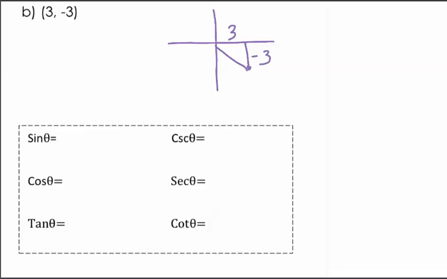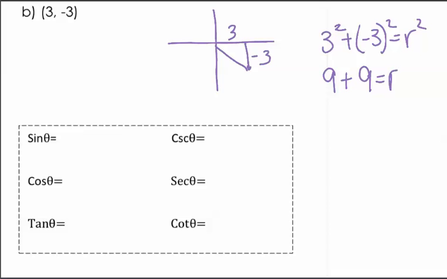So now what we're going to want to do is find that hypotenuse again by using the Pythagorean theorem. So 3 squared plus -3 squared equals r squared. Notice I put that -3 in parentheses so we could be really careful when we're squaring that. And then we can go ahead and make that 18 equals r squared, take the square root, and simplify our radical, exact answers only. So that's going to tell us that we have 3 radical 2 for r.